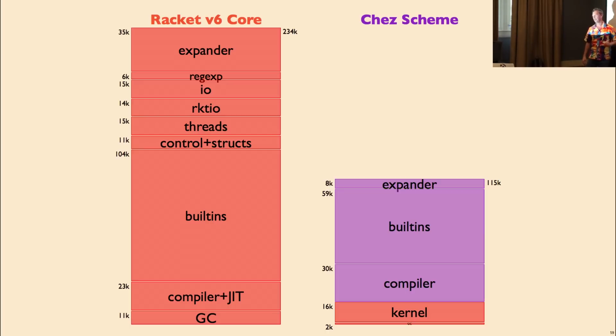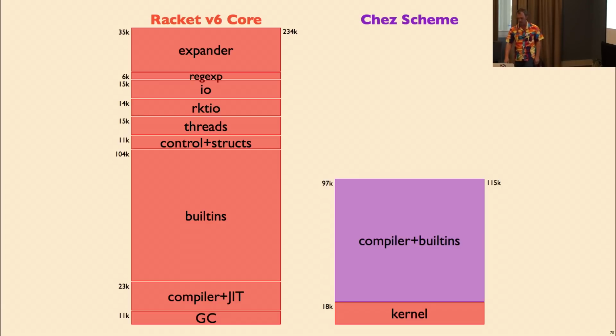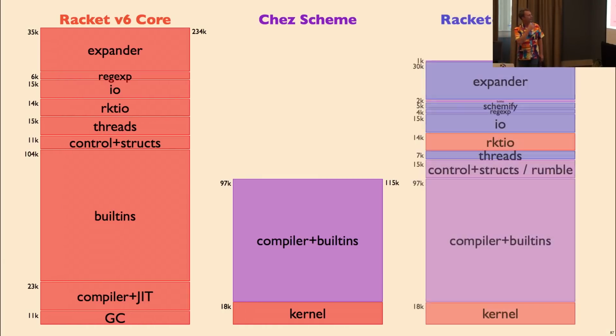And this tiny little sliver at the bottom, that 2K, that's the garbage collector, compared to Racket's 11K. That's definitely a feature because, as you'll see, I have to modify the garbage collector a bit. So we'll just ignore that from now on, though, and just treat it as a blue box or a purple box. This is what it looks like when you build Racket on top of Chez Scheme.